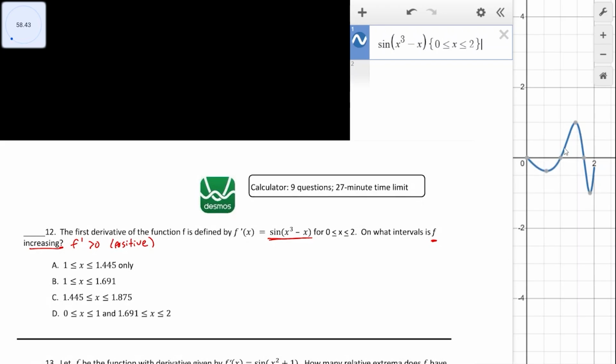And what we are interested in is this little piece right here, which is above the x-axis. And that's going to be in between 1 and about 1.691. And so our answer is B.